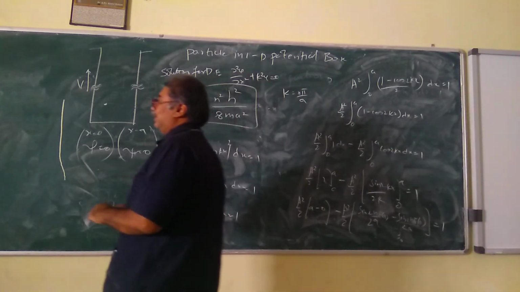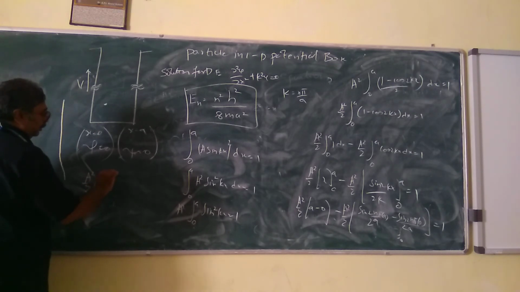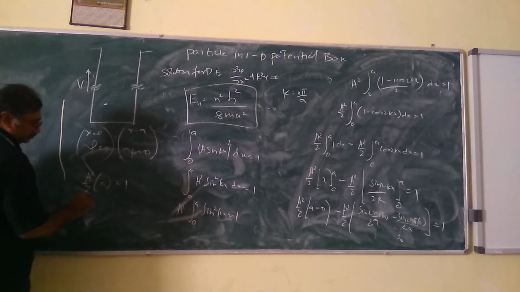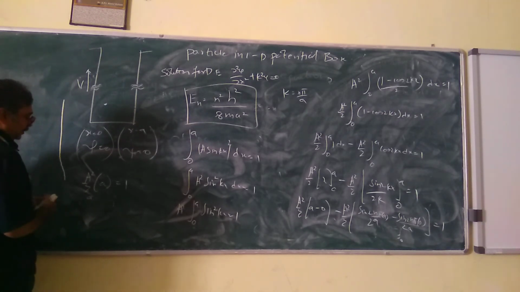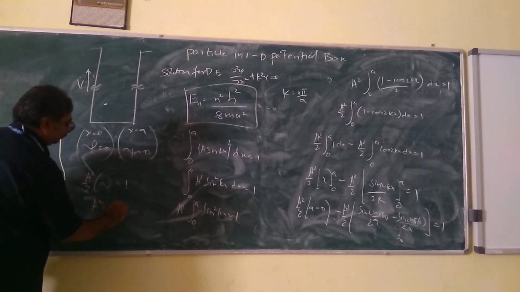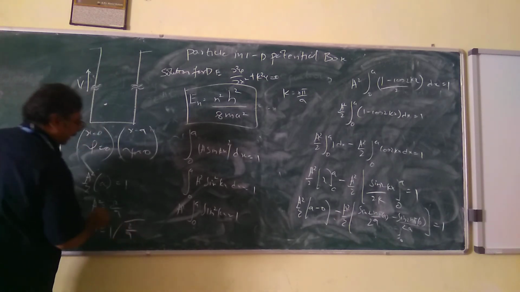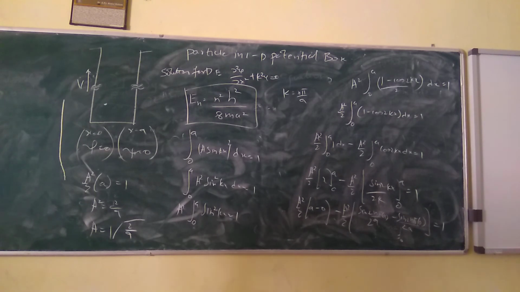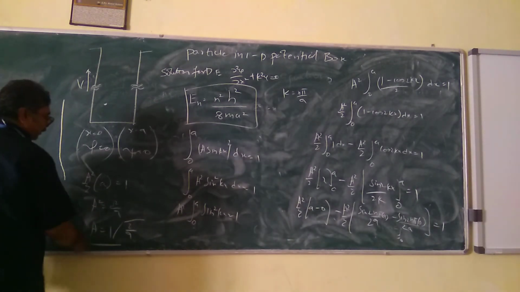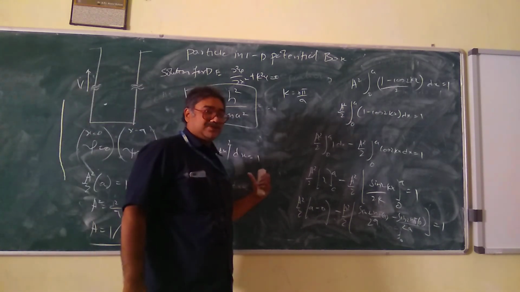So finally we get A square by 2 into a equals 1, where capital A is nothing but the amplitude. The amplitude is given by A square equals 2 by a, or A equals square root of 2 by a. So here we got the amplitude as well as the energy. With this, we conclude this topic here. Thank you.